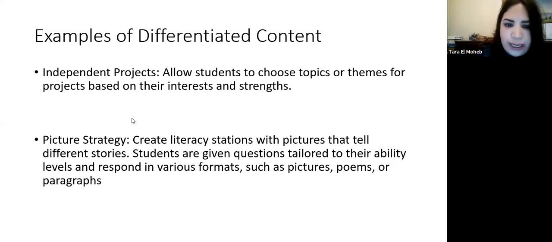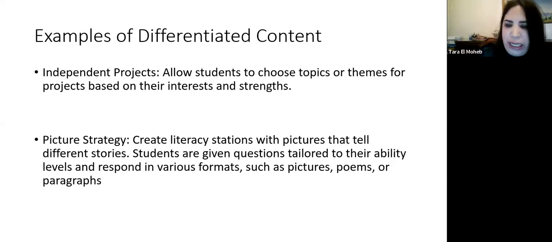Picture strategy: create literacy stations. Who has literacy stations in their classroom? And why is it important, do you think? It's time to integrate literacy stations, because literacy stations help students at all different levels and with all different learning styles, with pictures that tell different stories.